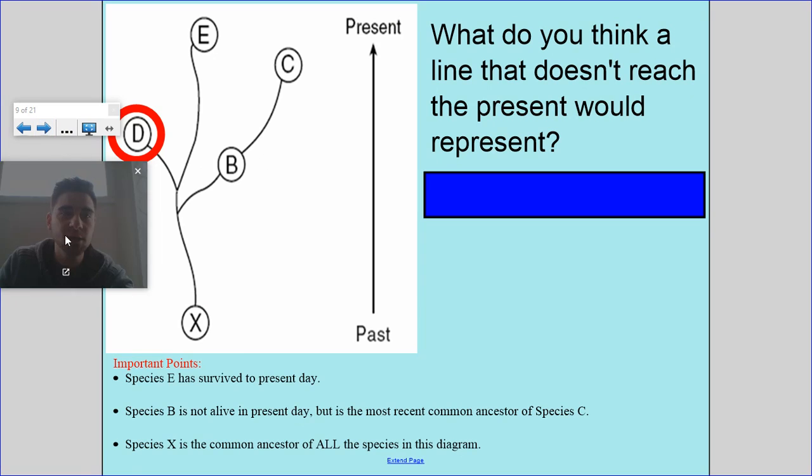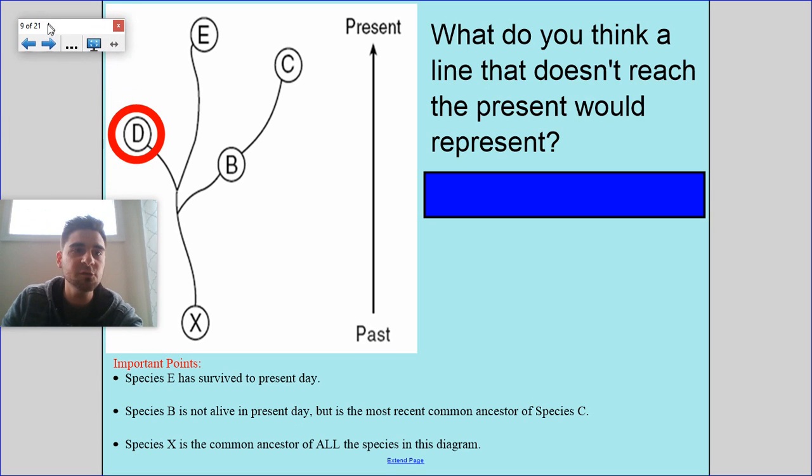All right. Now, here's another diagram. They can show it all sorts of different ways. Notice there are curved lines here instead of the straight lines we saw. But it's still going from the past all the way to present day. Now, what do you think a line that doesn't reach the present would represent? When you think about species D, what happened to species D? Look at where it stopped. Present day is way up here where species E is. But D just kind of ended. It didn't reach present day.